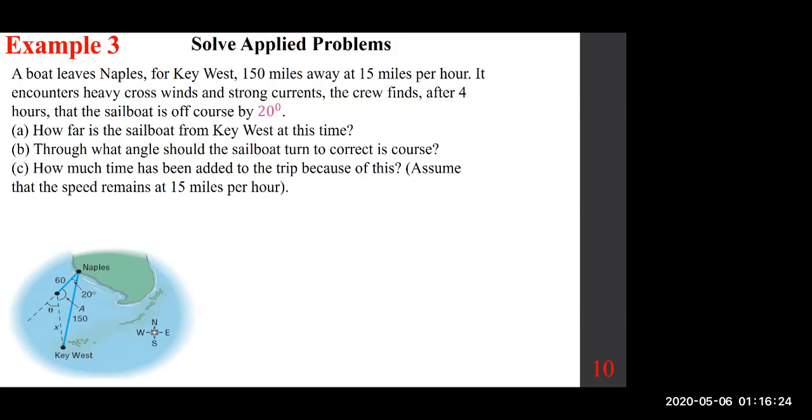A boat leaves Naples for Key West 150 miles away at 15 miles per hour. It encounters heavy crosswinds and strong currents. The crew finds after 4 hours that the sailboat is off course by 20 degrees. A, how far is the sailboat from Key West at this time? B, through what angle should the sailboat turn to correct its course? C, how much time has been added to the trip because of this? Assume that the speed remains at 15 miles per hour.